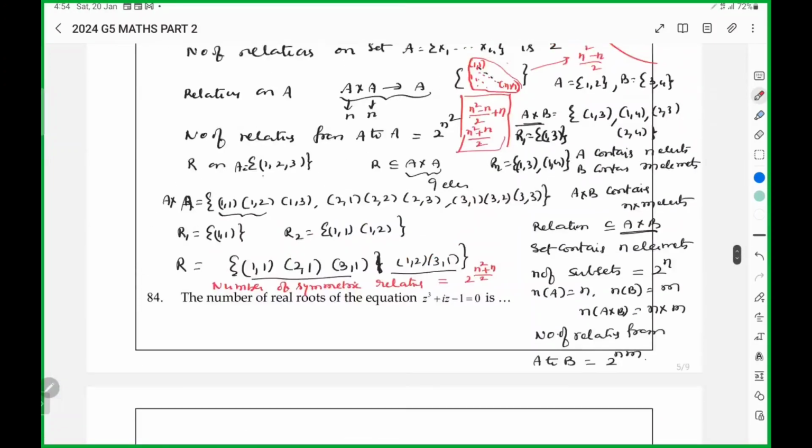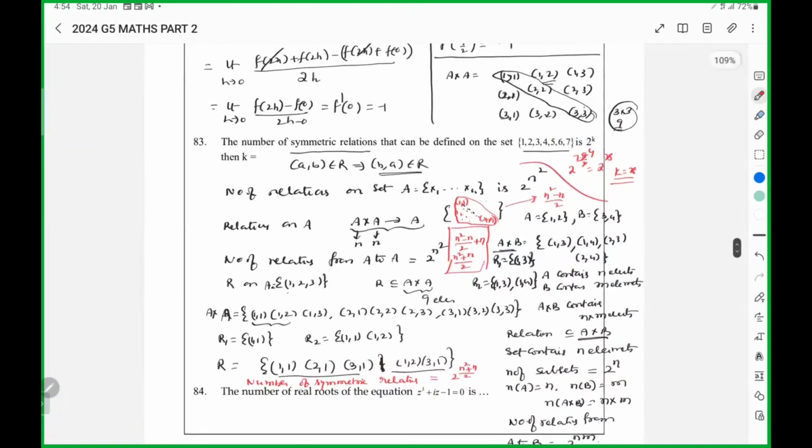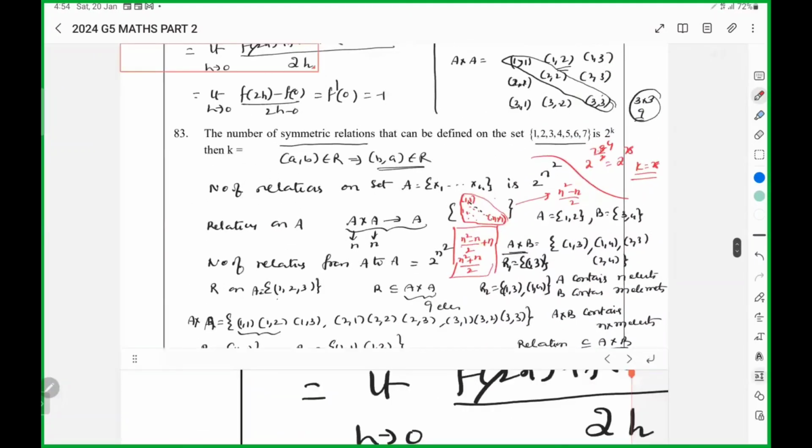I can give the formula straight away, but a little introduction is there, so it will be useful for it.